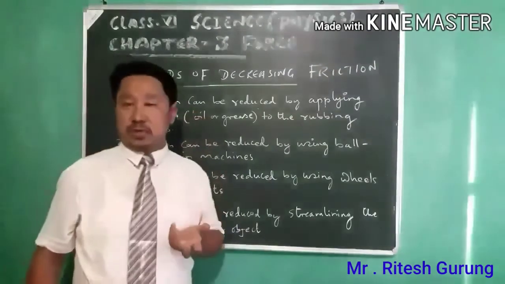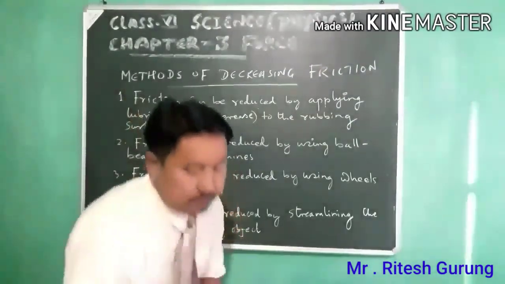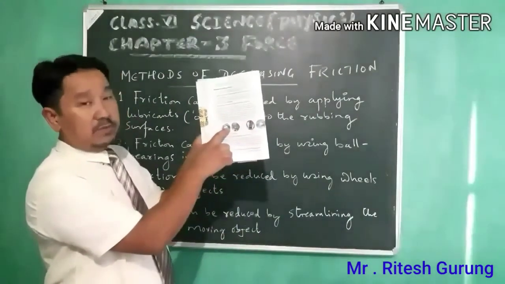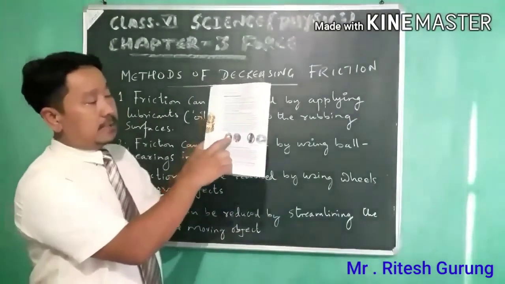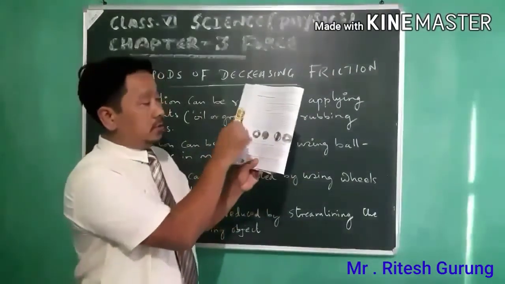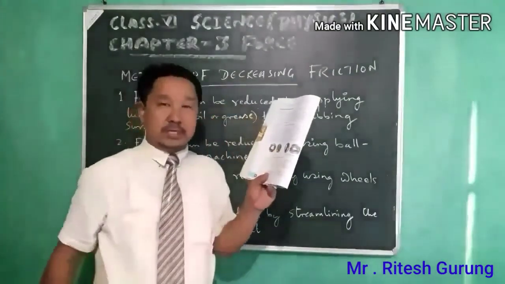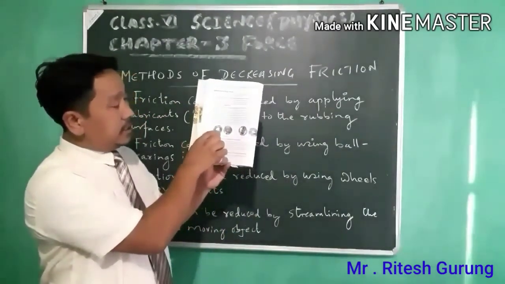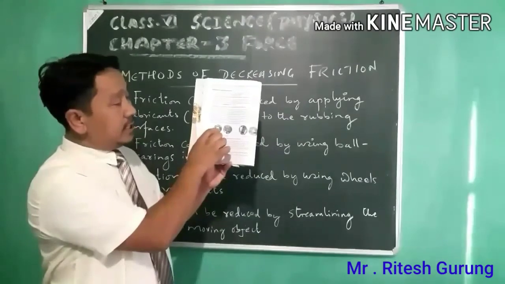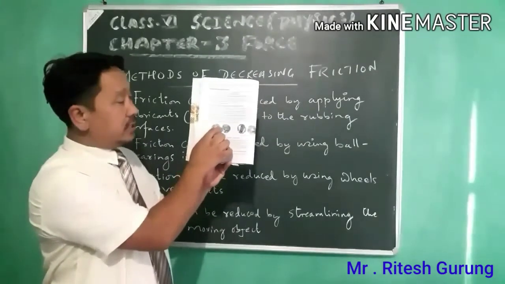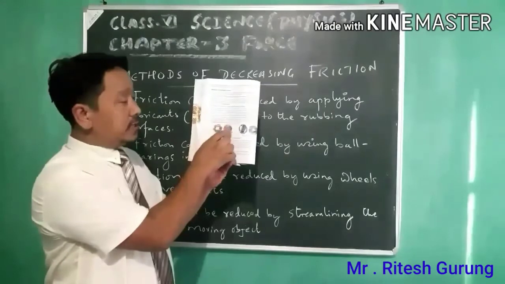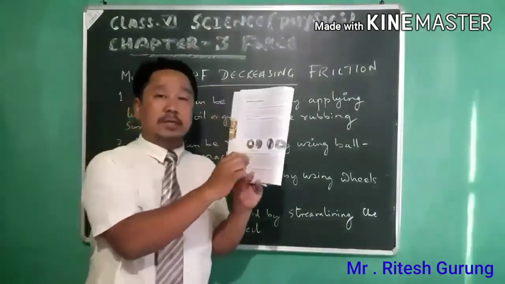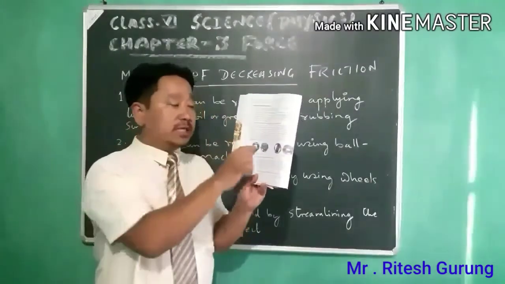Okay, what are ball bearings actually? You see here, in the book it is given, ball bearings. All right, so this ball bearing is a device used in machines, consisting of two metal rings, in between which you find steel balls.